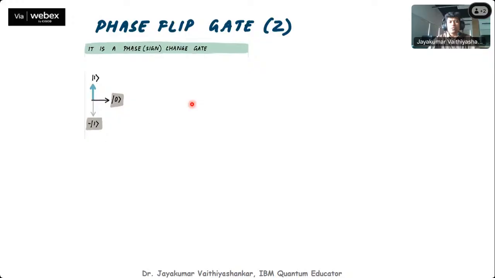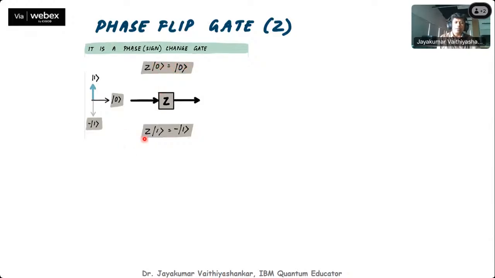So the phase will change from plus to minus or minus to plus. It will only operate on state 1. It will not operate on state 0. That is why you can see changes in state 1. If you apply the Z gate to state 0, it will remain as it is. But if you apply the Z gate to state 1, it will apply a phase shift of minus 1. Again, if you apply the Z gate to minus 1, it will flip back to state 1. So it will go from minus to plus. In state 0, it won't do anything. So this is for pure states.